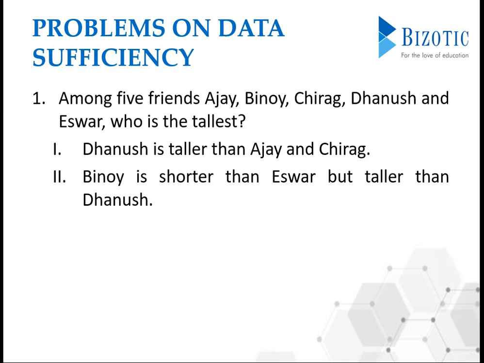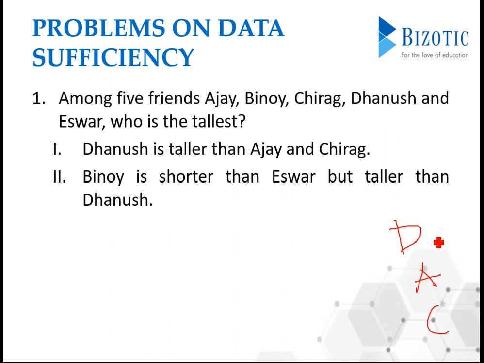Among 5 friends, Ajay, Binoy, Chirag, Dhanush and Eswar, who is the tallest? The tip that I would like to give you here is whenever there is a problem based on getting the tallest boy or girl in the group, or getting the shortest boy or girl in the group, follow this method. What is that? Dhanush is taller than Ajay and Chirag. Okay, Dhanush is taller than Ajay and Chirag. So that means Ajay and Chirag are shorter than Dhanush.